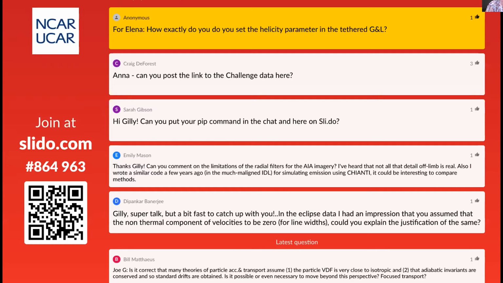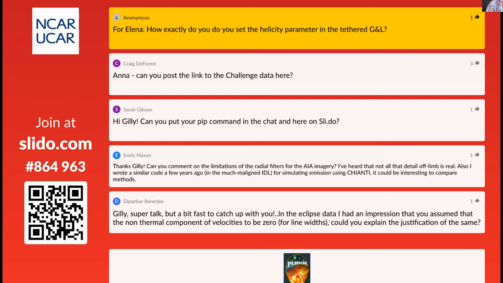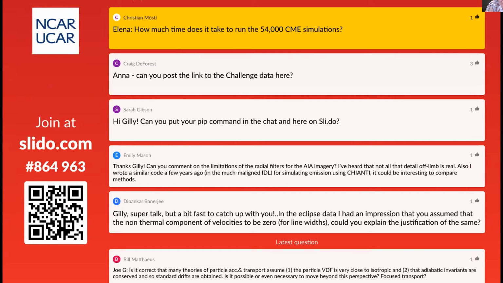Then another question is whether we try to estimate the scattered component. Oh, sorry, that was the question for Gilly. The question for Elena from Christian was how much time does it take to run the 54,000 simulations? Elena, would you like me to just read it out real quick, or would you like to summarize it yourself?